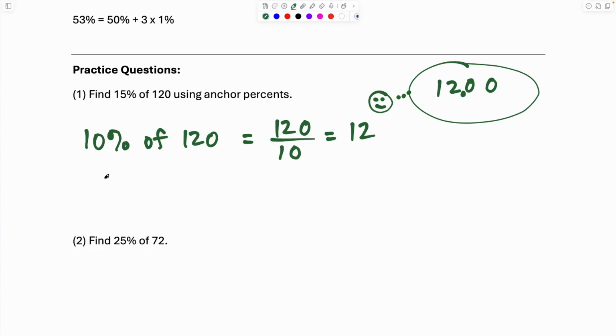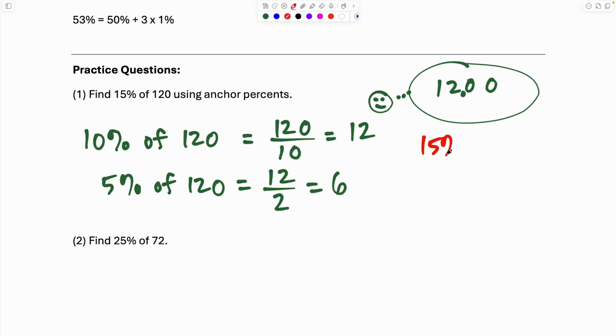Now, I also have to find 5% of 120. And from the notes above, 5% is half of 10%. So I could take the 10%, which is 12, and take half of that. So 12 divided by 2 is 6. So this tells us our answer: 15% of 120 equals 12 plus 6. So you see I'm doing 10% plus 5%, which gives us 18, and this is our solution.